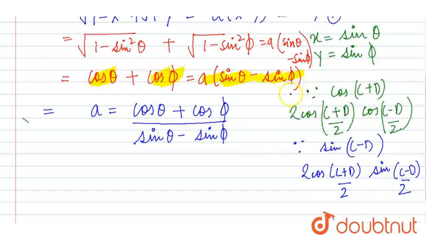I will put down the value of the cos C plus cos D formula here, and I will take the value of sine C minus sine D here. And you know that the value of C is theta here and the value of D is phi over here, right?